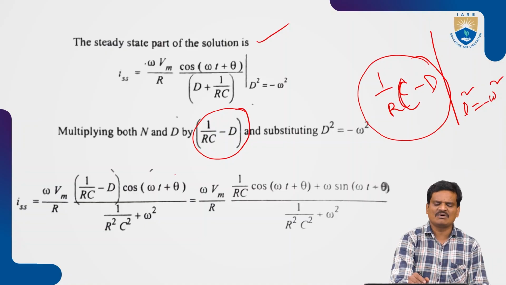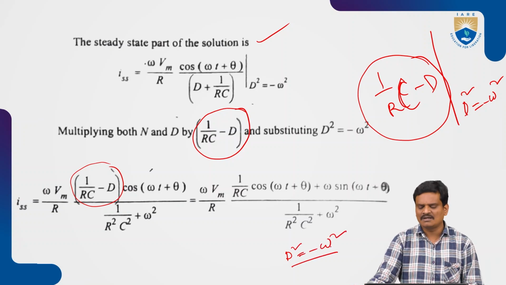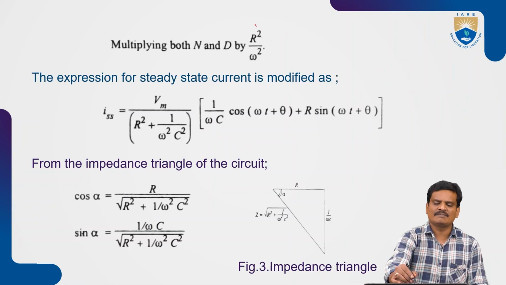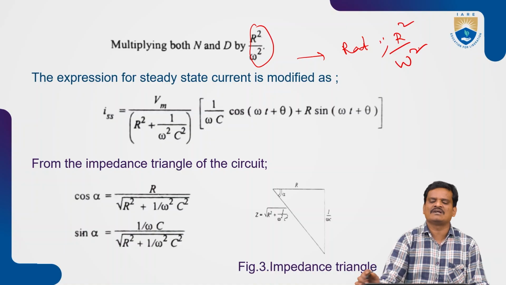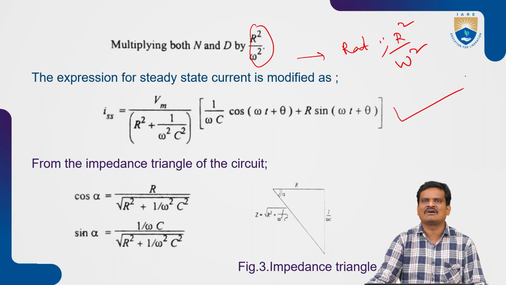So this is the expression whatever I have got. Now I am trying to rationalize by using this particular parameter. After rationalizing, I am trying to replace the value of D square as minus omega square. And after obtaining that, I am implementing one more mathematical relation, that is rationalizing the above expression by using R square by omega square. After rationalizing, I am trying to get this particular solution of a current.